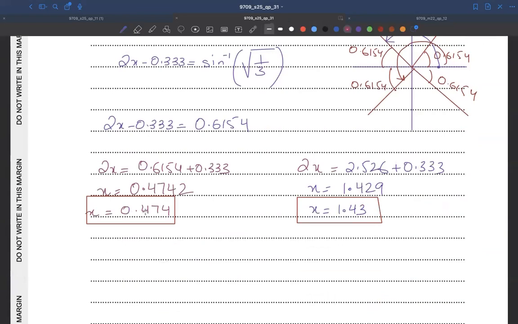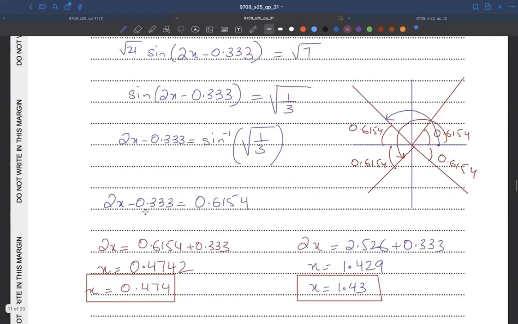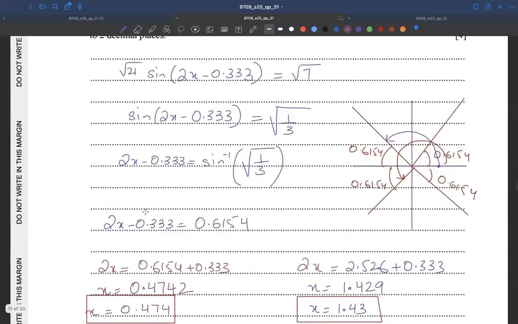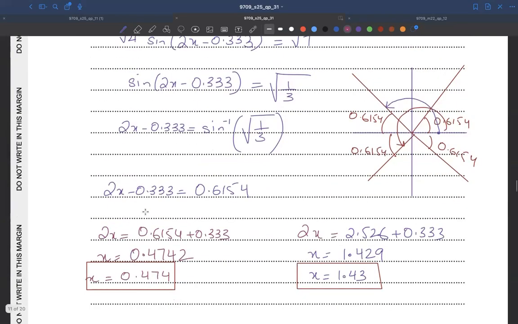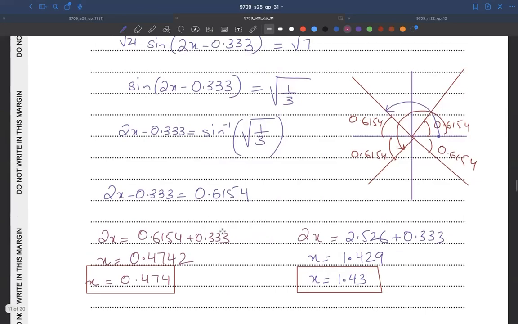Now, if in a question you square root both the sides, in that case, you will have to take the negative signs as well for the negative quadrants. But in this case, we'll only take the positive values of sine, and the final answers will be x equals 0.474 and 1.43.